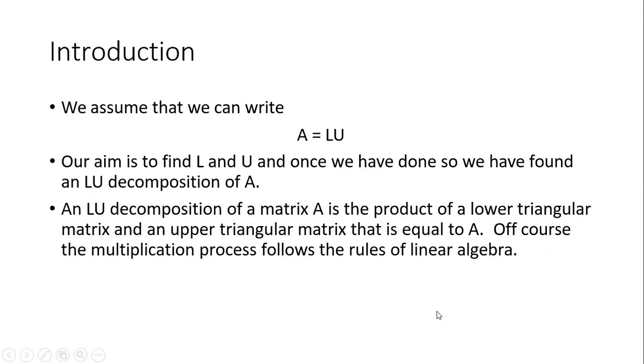We assume that we can write A equals L times U. Our aim here is to find L and U. Once we have done so, we have found an LU decomposition of the coefficient matrix A. An LU decomposition of the matrix A is a product of a lower triangular matrix and an upper triangular matrix that is equal to A. Of course, the multiplication process follows the rules of linear algebra.